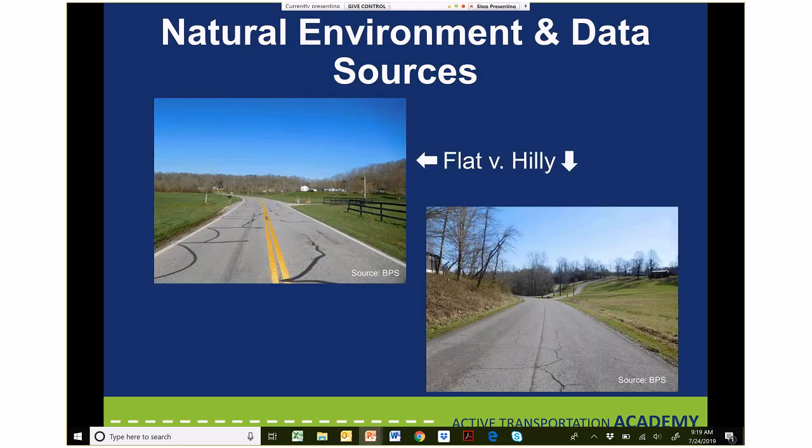We'll also take a look at data sources regarding the natural environment conditions, and so something as simple as, is your community flat or is it hilly? And how does that impact people's ability to walk and bike and use mobility aids to get around their community as opposed to using a vehicle?